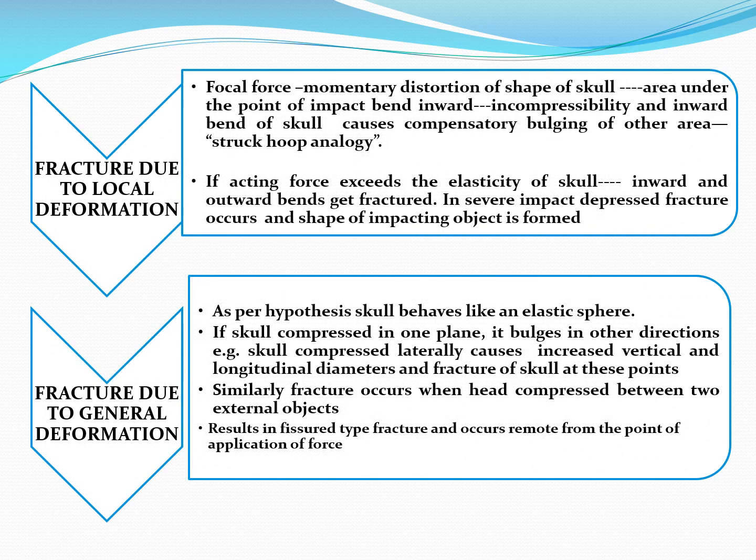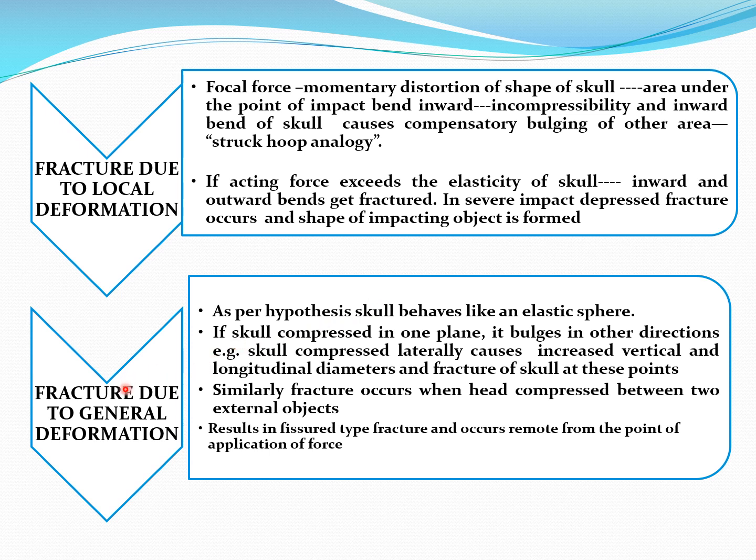In case of the fracture due to local deformation, the mechanism is that when the focal force is applied to the skull, a distortion of the shape of the skull occurs. That is, the area under the point of impact bends inwards, and incompressibility and inward bend of the skull cause compensatory bulging of the other area, which is known as the stuck hoop analogy. So if the acting force exceeds the elasticity of the skull, the inward and outward bends get fractured. In severe impact, a depressed fracture occurs and the shape of the impacting object is formed.